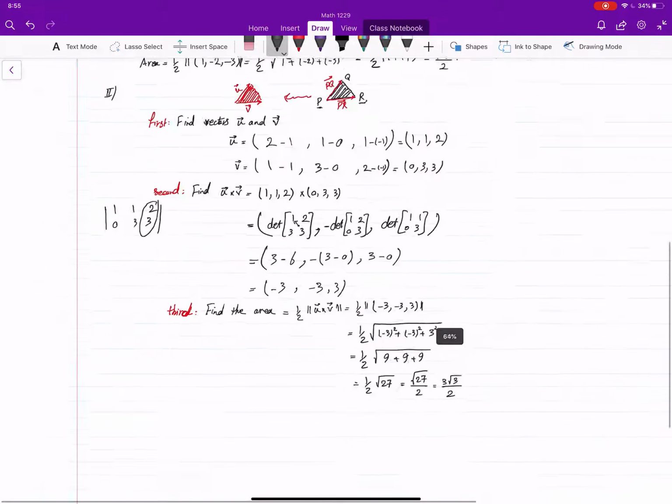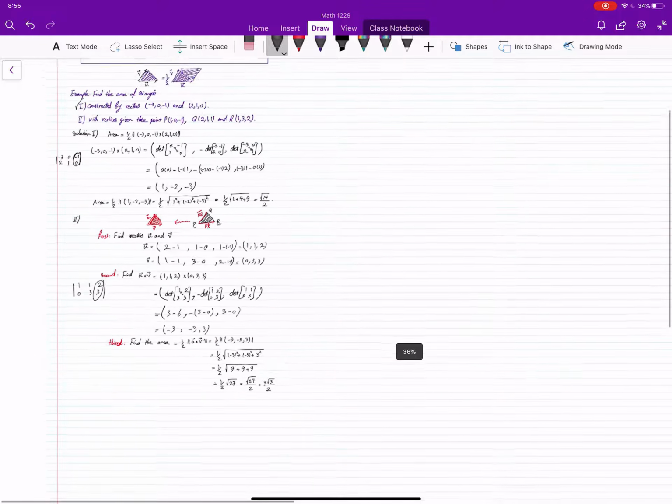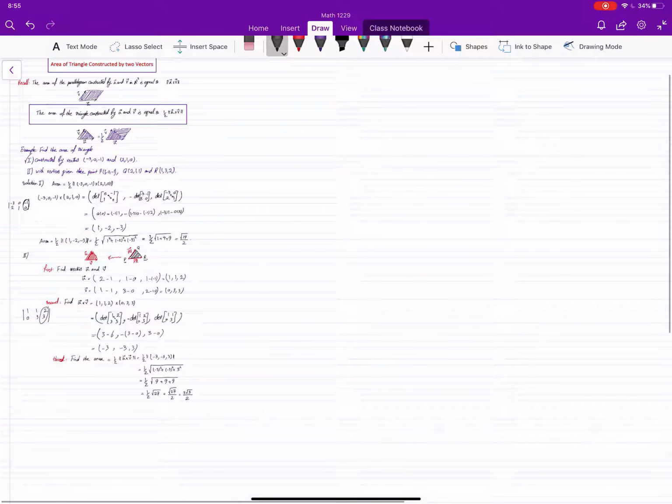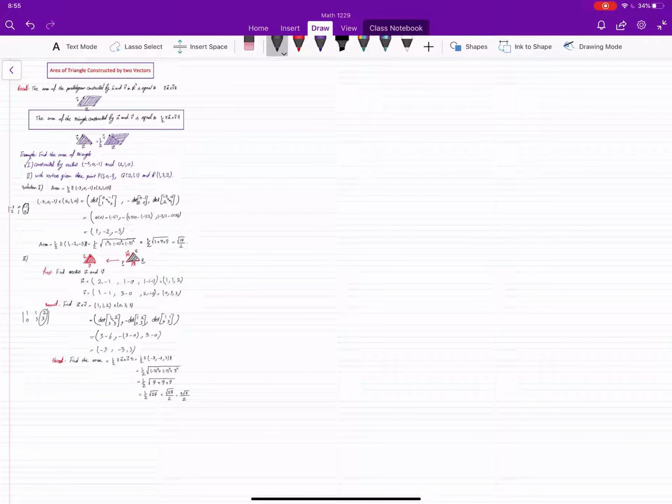What we learned here is just one formula: the area of a triangle constructed by 2 vectors in R3 is equal to half of the length of the cross product of those 2 vectors, and we did 2 examples.